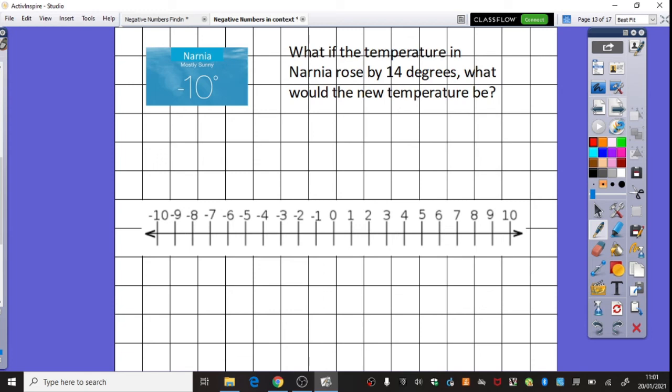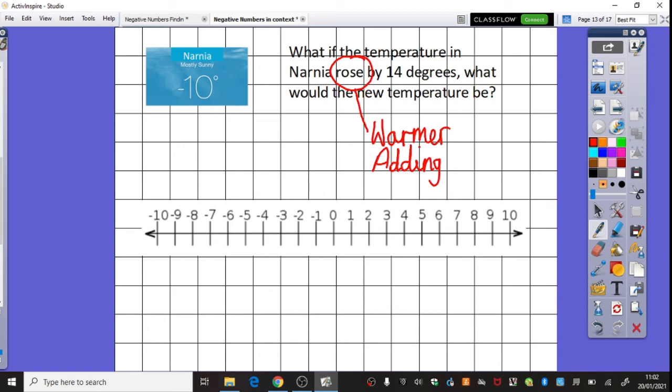Another type of question you might have today will include calculating like we did on Monday. So let's have a look at this question. What if the temperature in Narnia rose by 14 degrees? I'm just going to stop there to look at this word rose. And what I want you to think about is what this means is getting warmer. So what we're actually looking at there then is adding. If it had said dropped or got colder, we would have been looking then at subtracting.